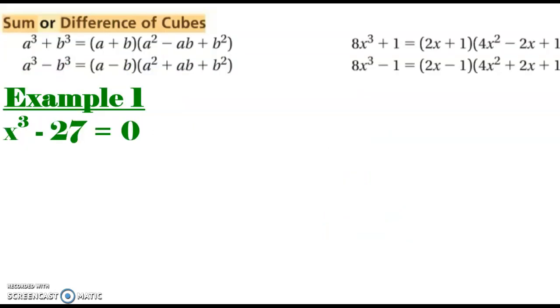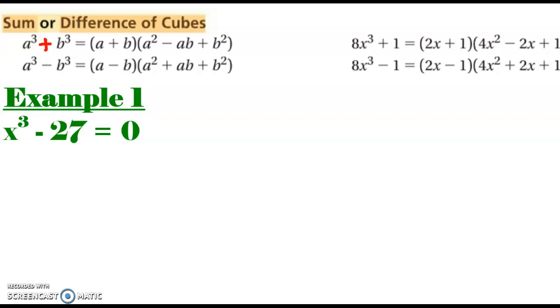All right, so here's our sum or difference of 2 cubes. So you can see it's bigger now so that we can actually see it. It's kind of similar to difference of 2 squares, except you're adding or subtracting 2 cubes. So you can see the pattern here. If you have a sum of 2 cubes, you would make it a plus b times a squared minus ab plus b squared.